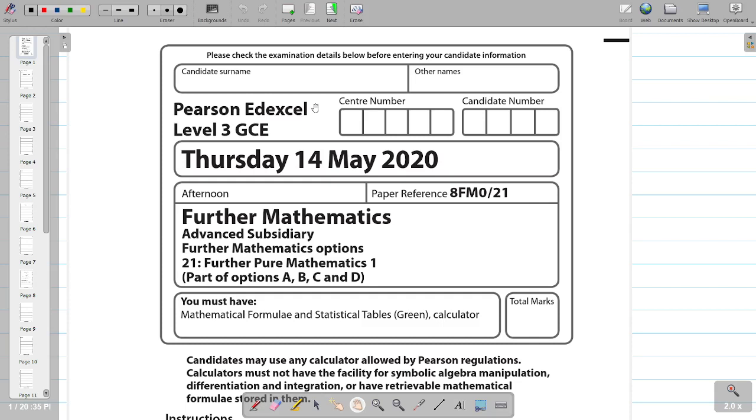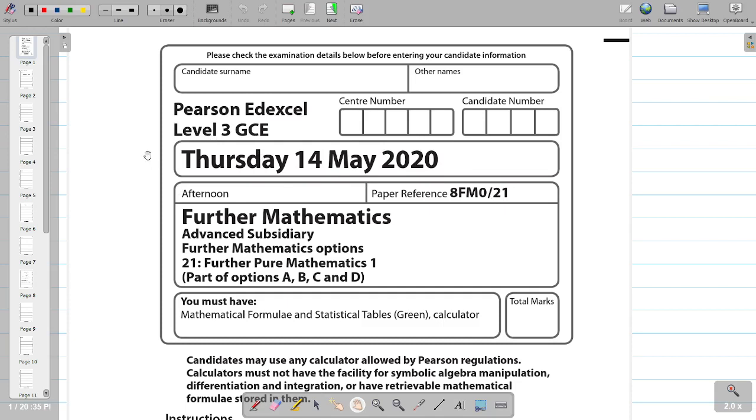So basically, we call them college, which is essentially sixth form. So it's the last year of high school that you take, or college that you take before you enter university, right? So this would be the paper that would have been sat by students in 2020. As you can see, Thursday, 14th May 2020.